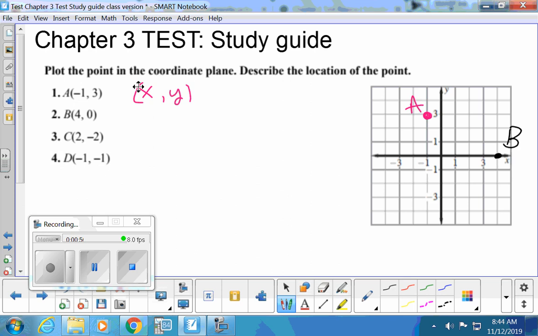Perfect. Who wants to come do C? You can talk in the microphone. C. 2, -2. Perfect. Who wants to do D? You can talk in the microphone. Garrett, D.